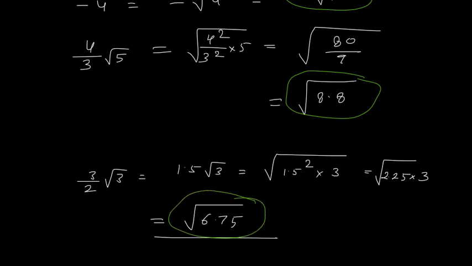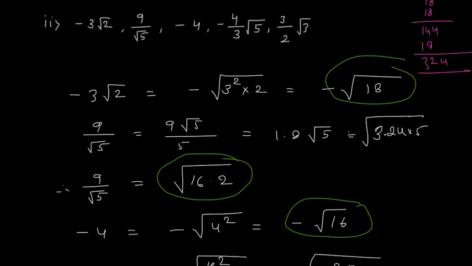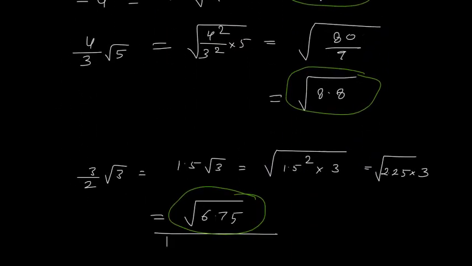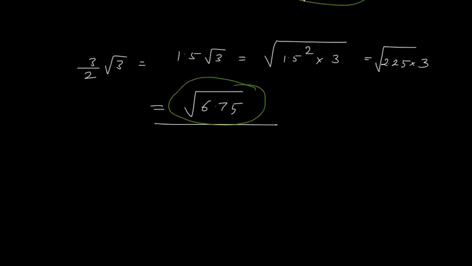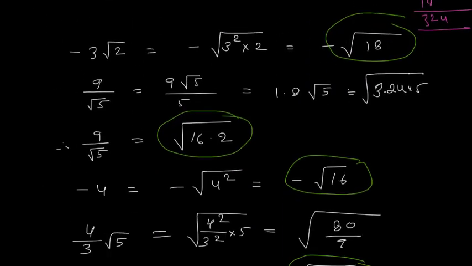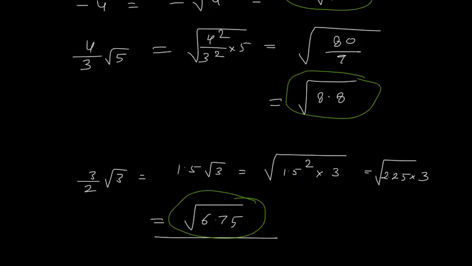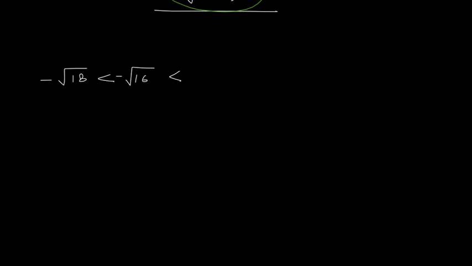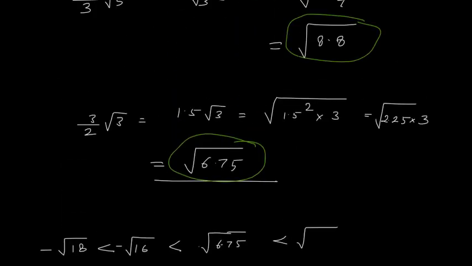Okay. So what are the two negative values? Two negative values are minus root 18 and minus root 16. So we know that minus root 18 is smaller than minus root 16. Then in positive values, the smallest positive value we discovered here is 6.75. So next we have root of 6.75. Then we have root of 8.8.